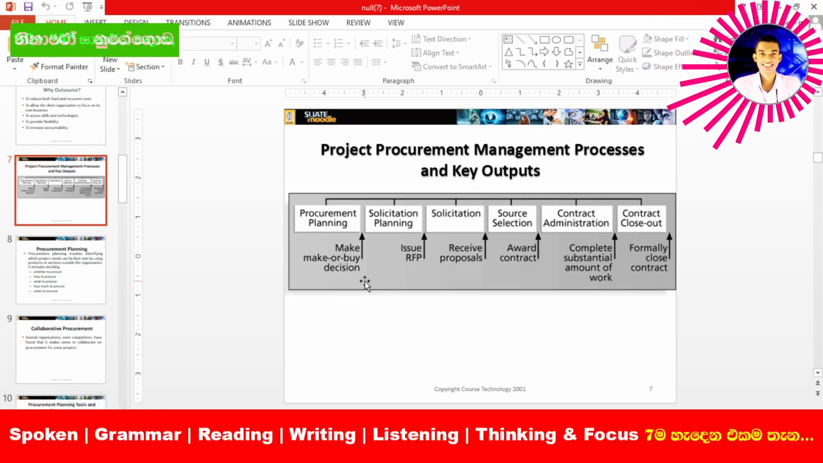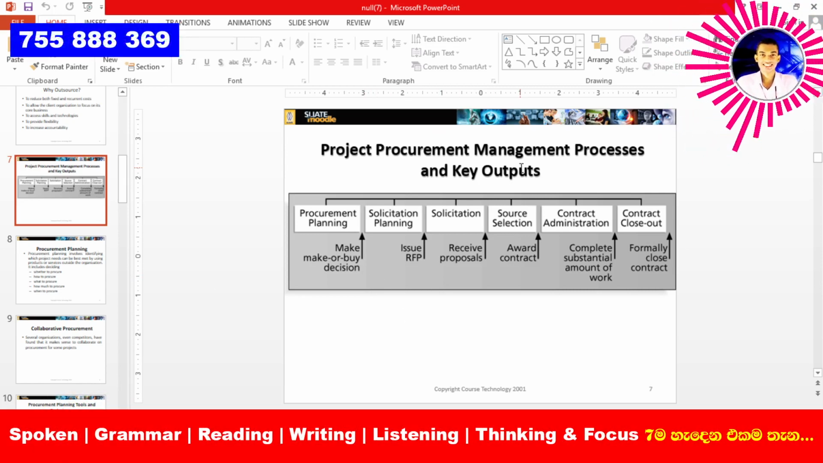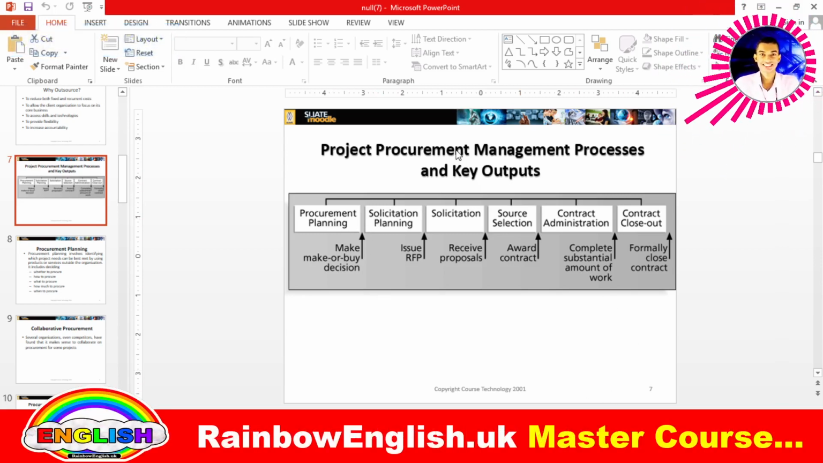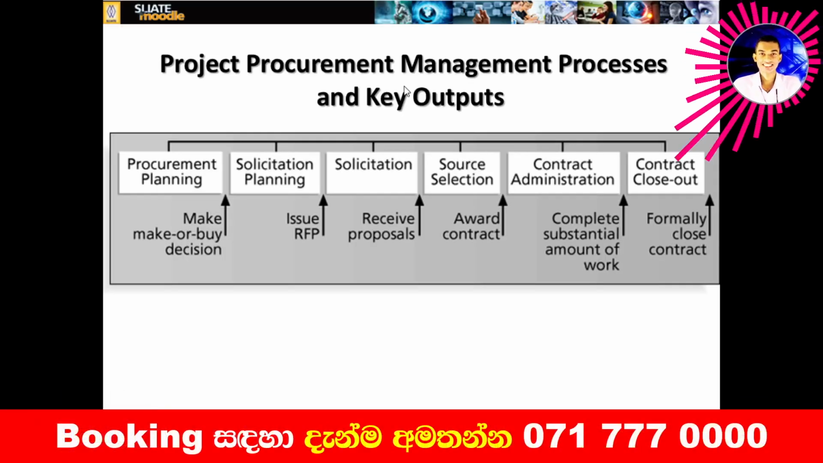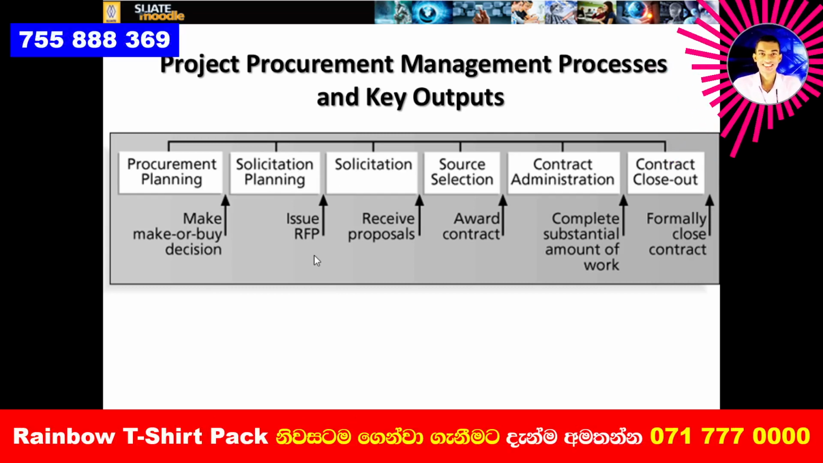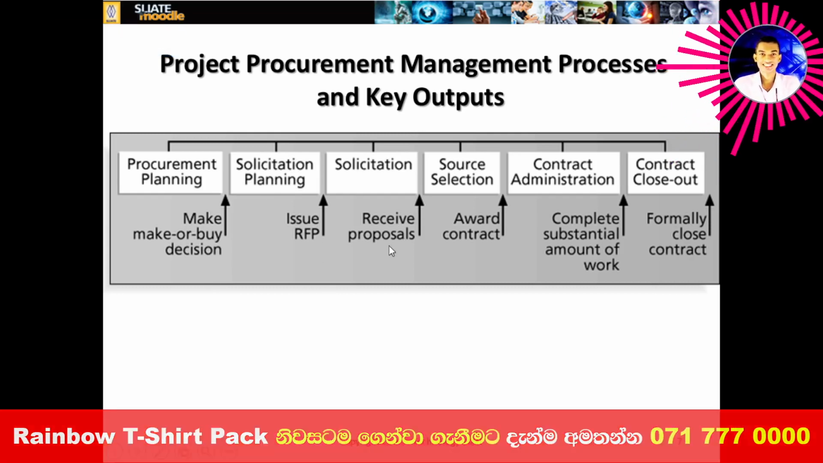In the last part of the video, we discussed the project procurement management process and key outputs. I think you can remember it. We discussed procurement planning. The key output is the make or buy decision. Then after solicitation planning, the key output is issue RFP. Then after solicitation, the key output is receive proposals.